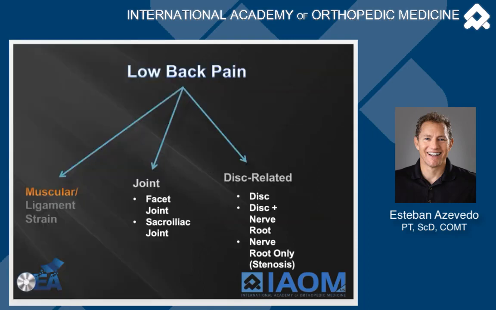And when you have low back and or leg pain, it can be a muscular strain or a ligament strain. It could be a joint arthritis or inflammation. The joints of the spine are called facet joints. In the pelvis they're called your sacroiliac joint. Or you can have some kind of disc-related disorder. So what that means is you can have the disc itself causing pain. The disc can be bulging onto a nerve root, causing that radicular pain that we talked about.